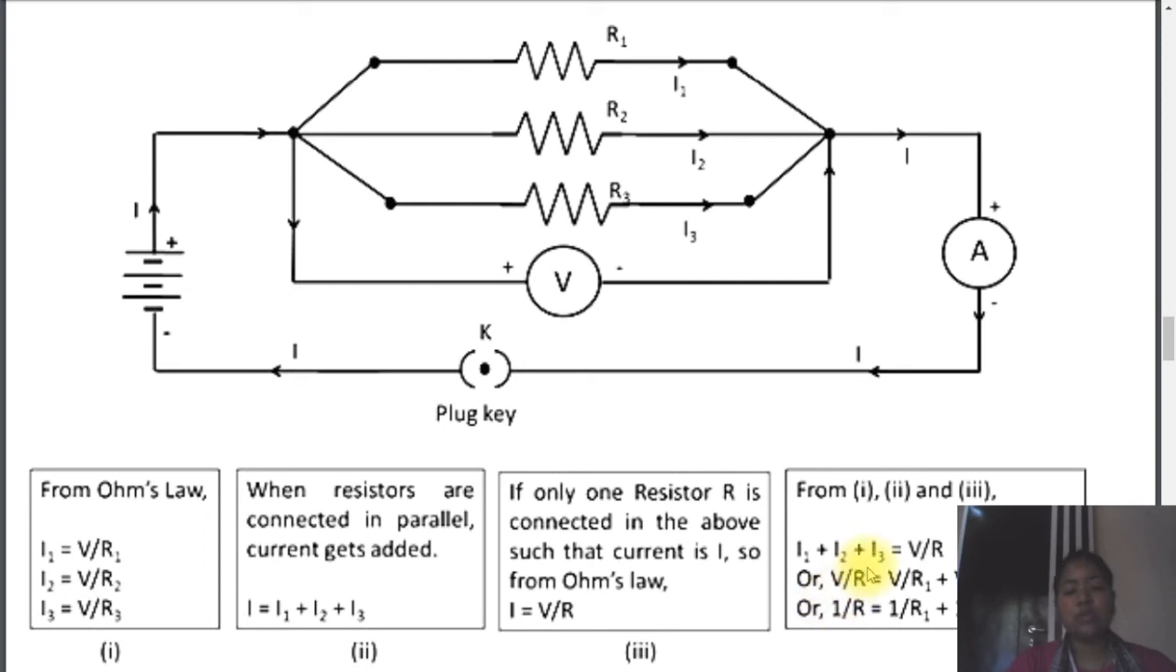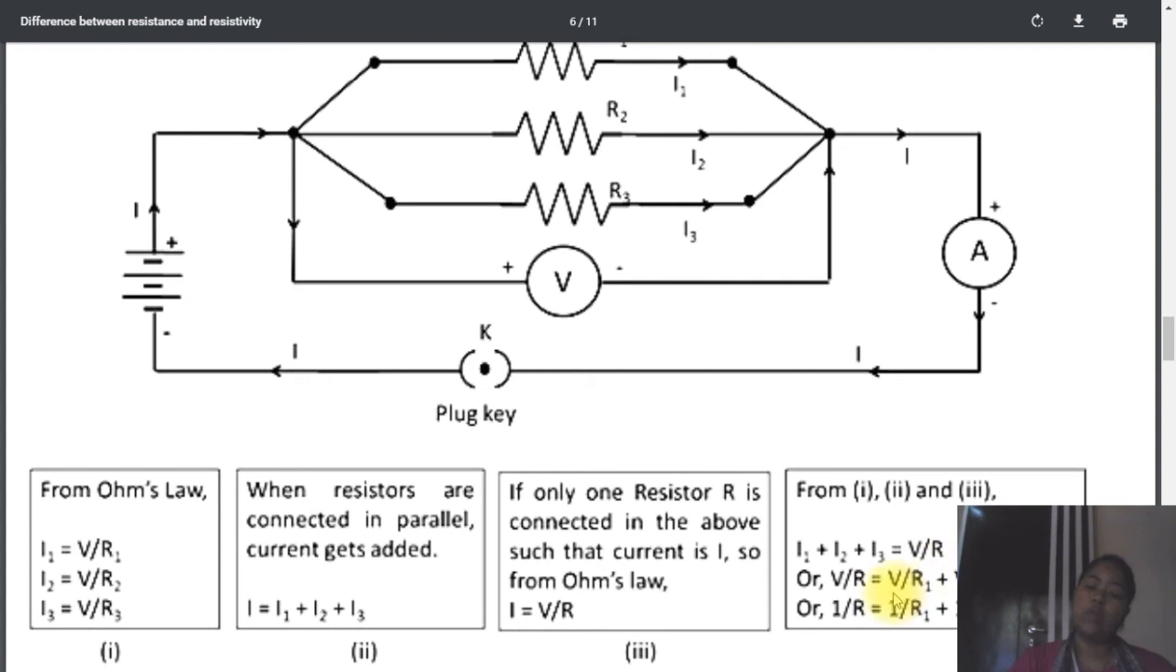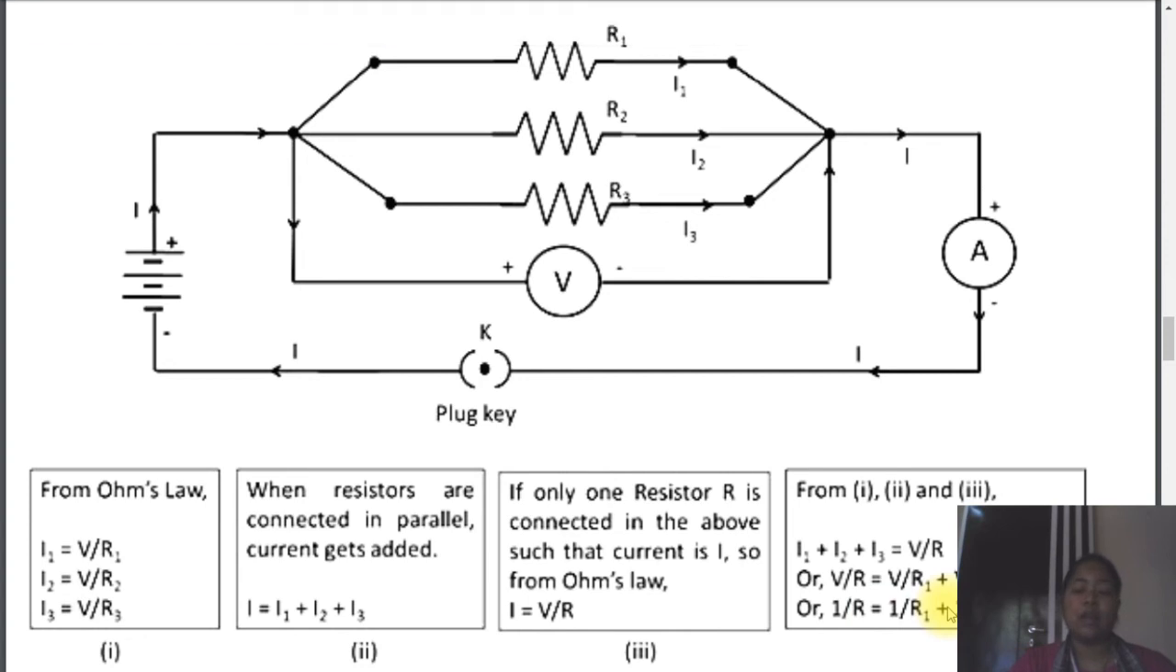So when we place all the values in equation number 2, V will be common from the left hand side and the right hand side. So V will be cancelled from both sides. The rest of the things we are having: 1 upon R equals 1 upon R1 plus 1 upon R2 plus 1 upon R3. So 1 upon R gives us the equivalent resistance of the parallel combination.